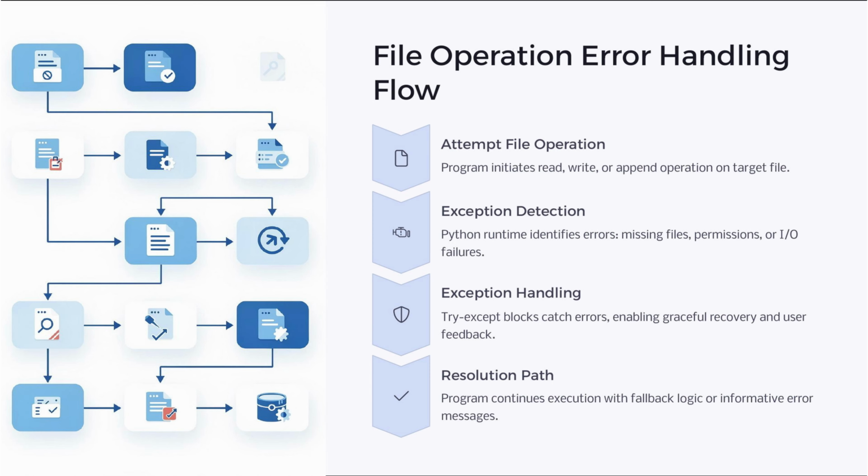When a program attempts file operations, Python detects errors like missing files or permission issues. Using try-except blocks, these exceptions are caught, allowing the program to recover gracefully. This ensures the program can continue with fallback logic or provide informative error messages to the user.